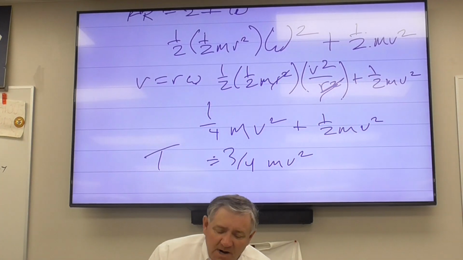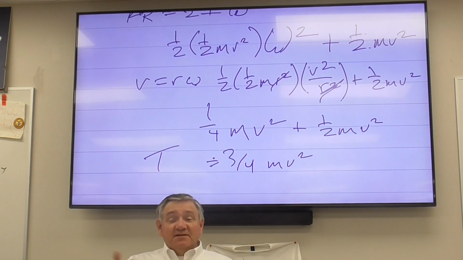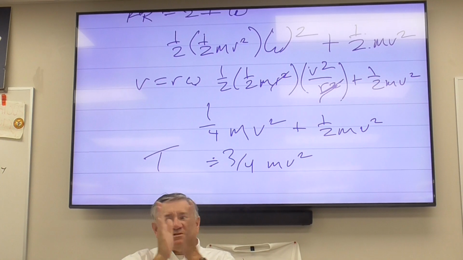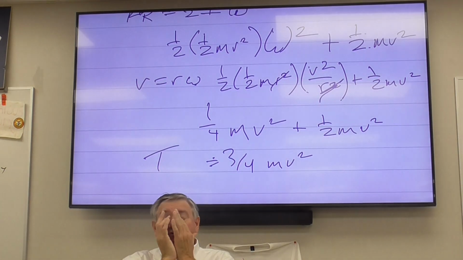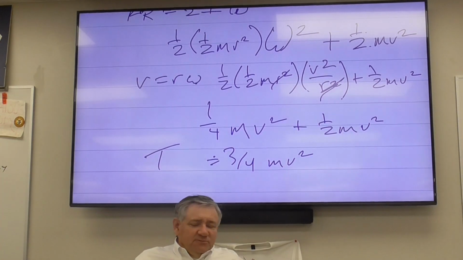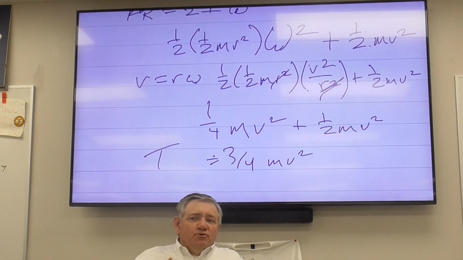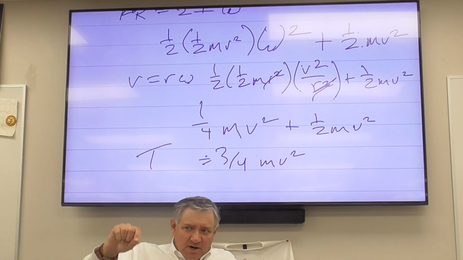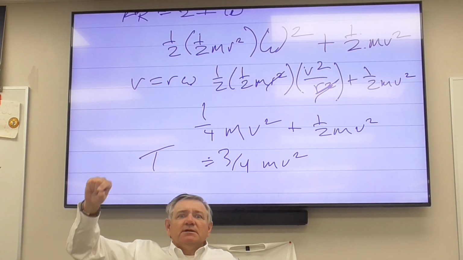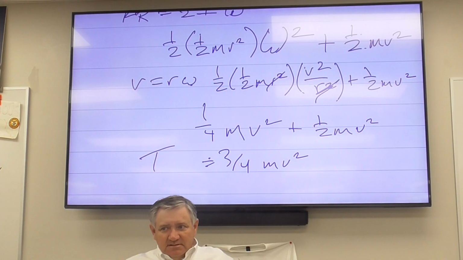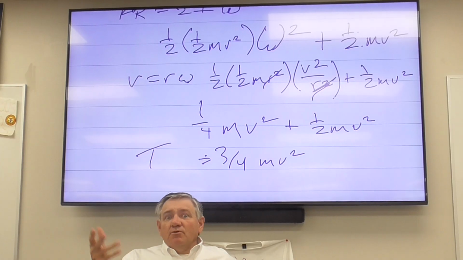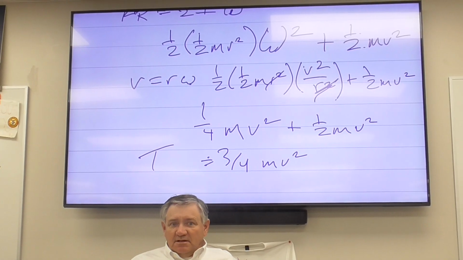When you do these problems, and this is a relatively simple one, the worst thing that you can do is try to put in numbers. You will not win. You have to solve these problems by putting in letters, because you don't know the radius and you don't know the angular velocity.